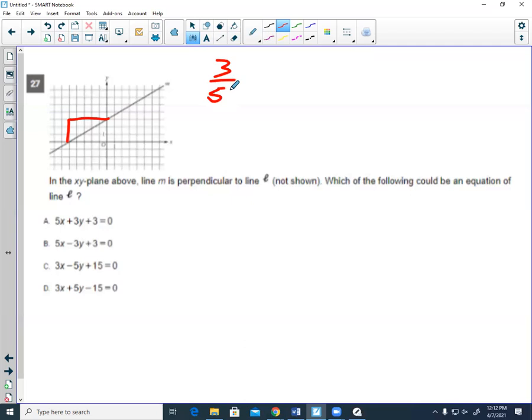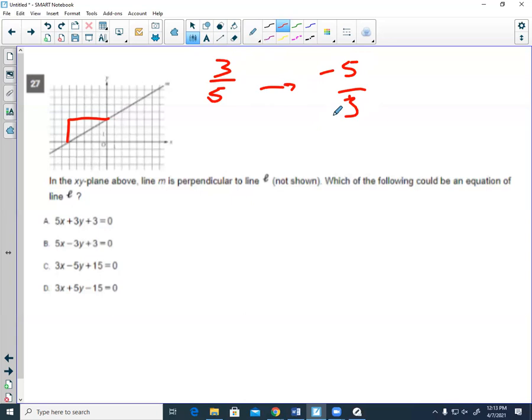Now, there are a couple other conversations I could hear when you guys were working through this that also makes me a little bit leery. How do you find the slope of a perpendicular line? Opposite reciprocal, right? So it has to be flipped. So we have to take the opposite and flip it. So basically this question is saying, which of the four equations at the bottom have a slope of -5/3?